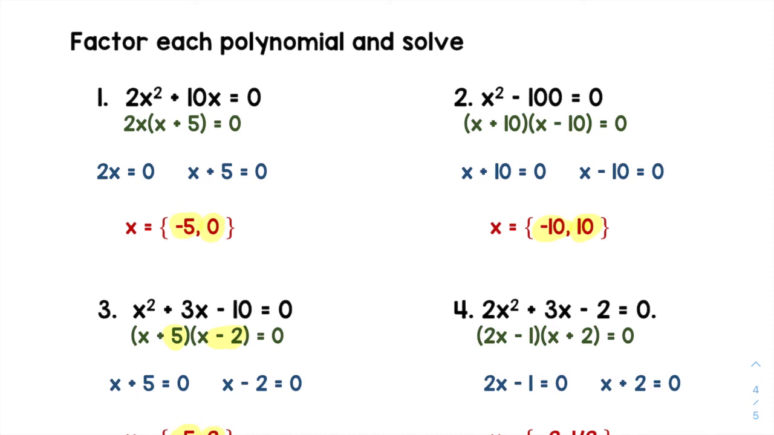Problem number 4, factoring a trinomial where the leading coefficient is not 1. Remember, we are slipping the a value over. We're multiplying times the c. We're then factoring the new trinomial and then dividing by 2 in the end, arriving at our two factors, 2x minus 1 and x plus 2. Setting the factors equal to 0, we get our solutions -2 and +1/2.